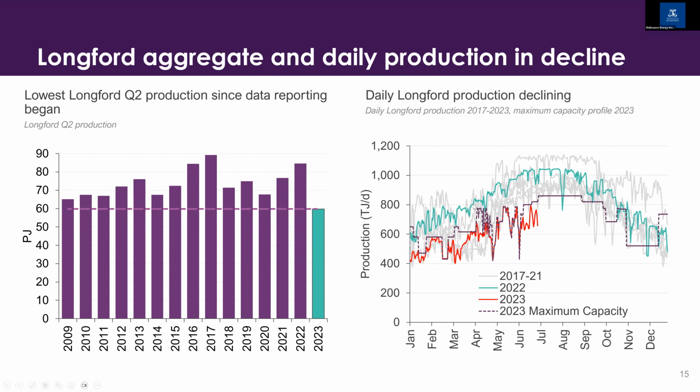So this chart on the right shows the last few years. It shows the daily production in TJs per day. The gray lines there are all sort of meshed into one for various different years. The teal is just last year, and the red line is this year. So you can see the daily production is significantly less. And then you can also see that flat purple line is the daily maximum, what it could put out. And you can see even then it's much lower. Some of this is because of an unplanned maintenance in May.